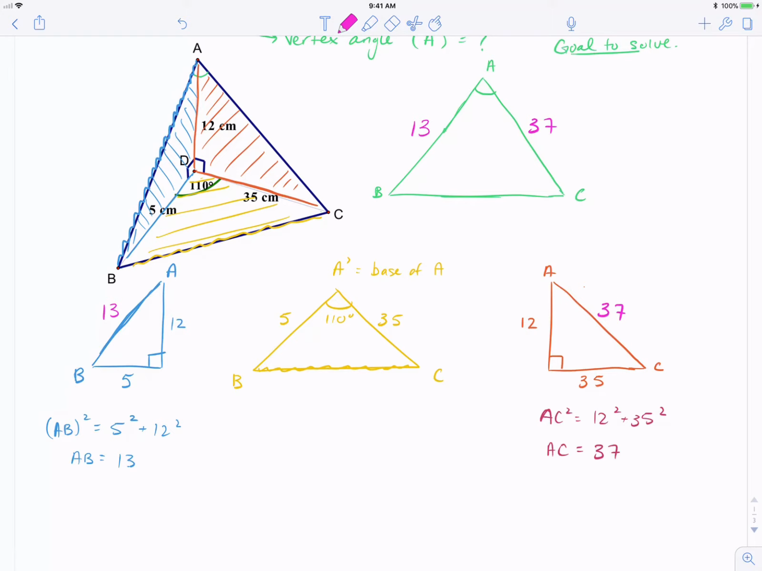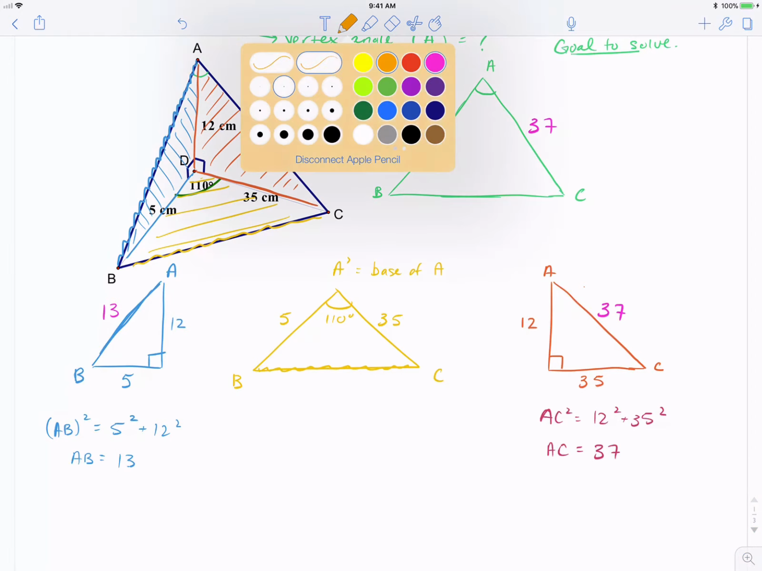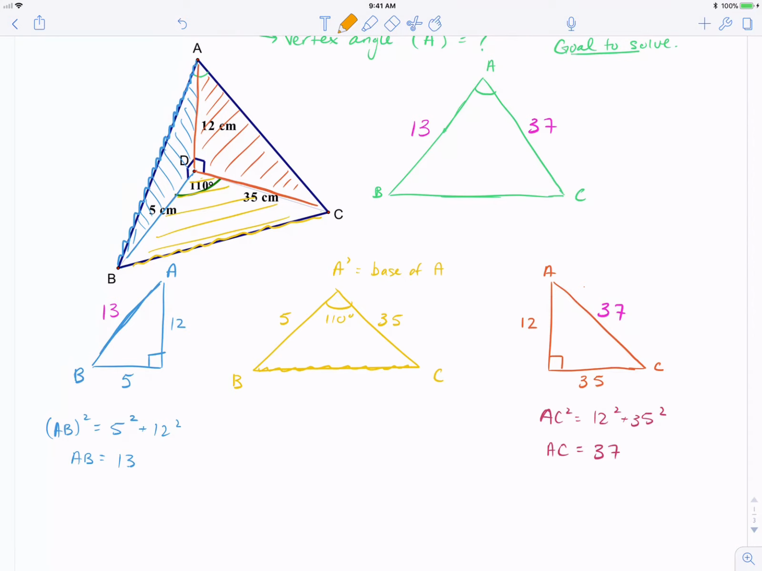I need one more bit of information. I need that bottom length BC. So I'm going to turn to my center diagram to solve. Notice these are all tricks and techniques we've seen before. We just haven't really put them all together in these multiple ways. So now looking at the base of this diagram, I have two adjacent side lengths, 5 and 35, with a contained angle, so I can use cosine law to solve.